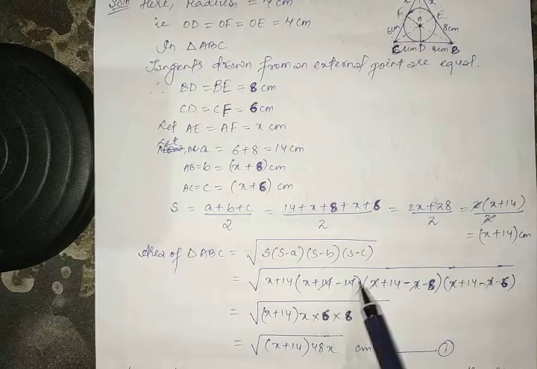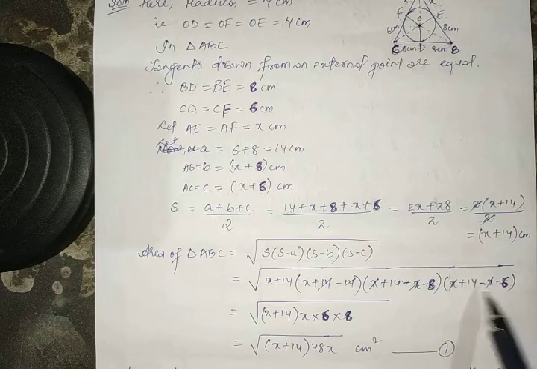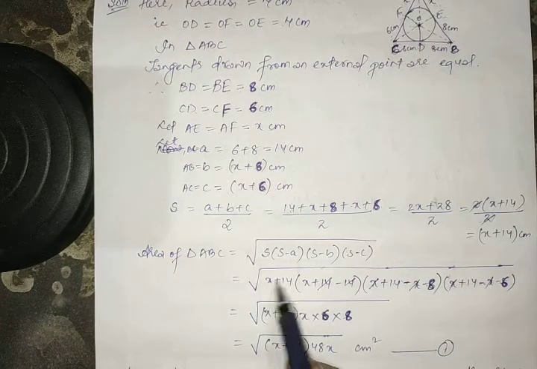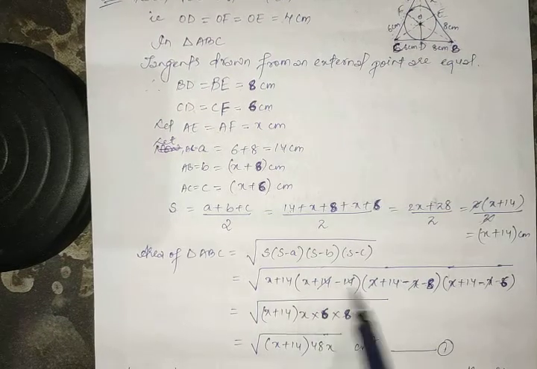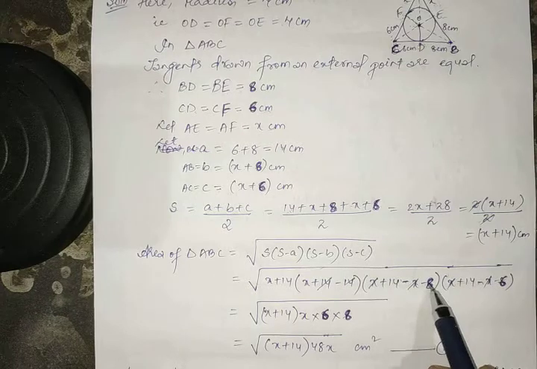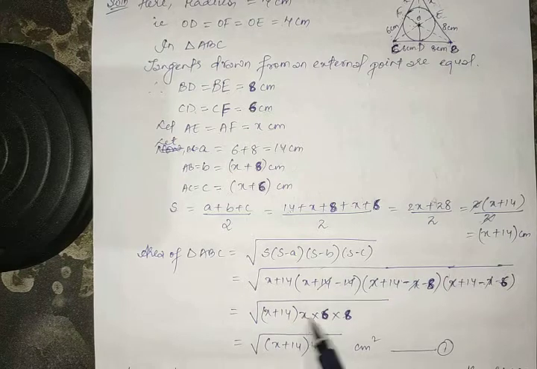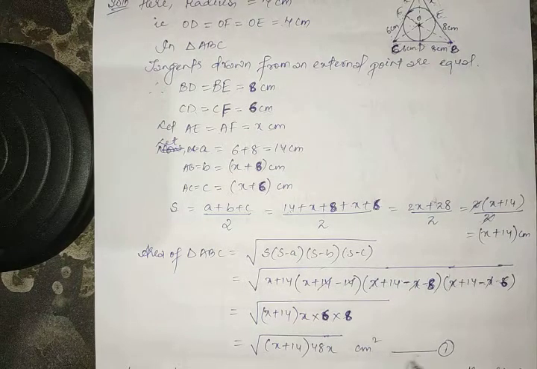Then you can cancel 14 and 14. Here we can cancel x and minus x, because both are the same with opposite signs. So what is remaining? x plus 14 into x into 14 minus 8, which is 6, into 14 minus 6, which is 8. So after multiplying we will get (x plus 14) into 6 8s are 48, 48 into x is 48x centimeter square. So let us call this equation 1.